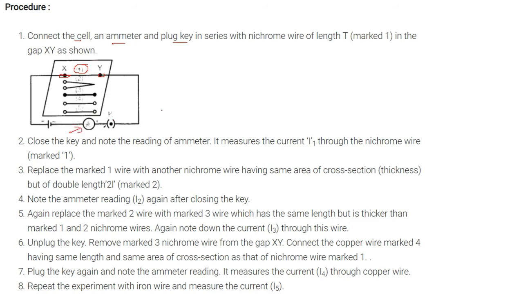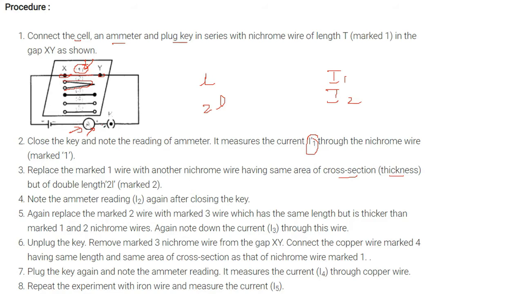So it measures the current, say I1, through the nichrome wire, which is marked 1. So let us say I1 is going like this. Now we replace the marked 1 wire with another nichrome wire having the same area of cross section, that is thickness, but double the length, that is 2L. Previously it was L, now it is 2L. So see, this is L, we are making it twice. And we need to note the ammeter reading, which previously was I1, now we will have I2 as the reading after closing the key.